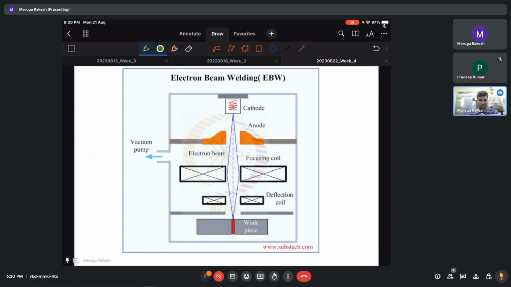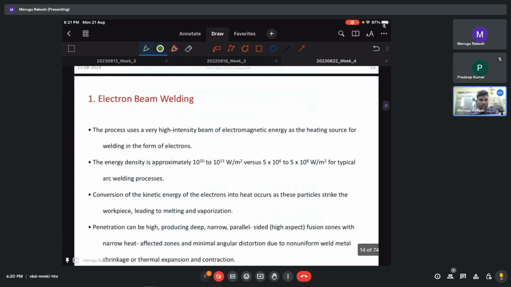This is a typical electron beam welding setup. We have a cathode and an anode. When you apply a potential difference between the two, we get an electron cloud from the cathode, which is focused and deflected so that we can move the electron beam and establish the welding. These focusing and deflection coils are electromagnetic coils, and everything is maintained in vacuum to avoid collision with air particles.